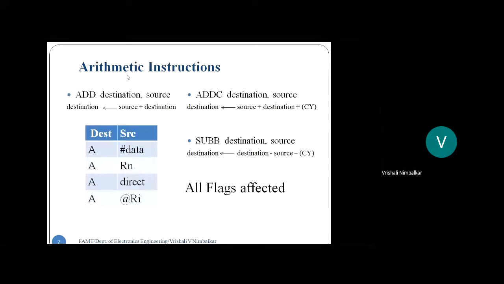How is the format? ADD is a mnemonic, then destination comma source. So the data from the source is added with the destination and stored back in the destination. Fine. The same is the format for ADDC: ADDC, destination comma source. The data from the source is added with the destination along with the carry bit, and the result is stored back in the destination.